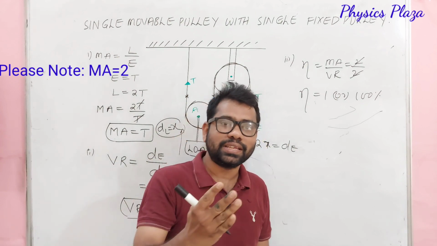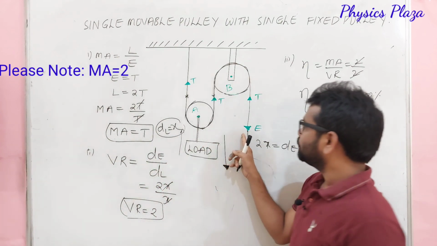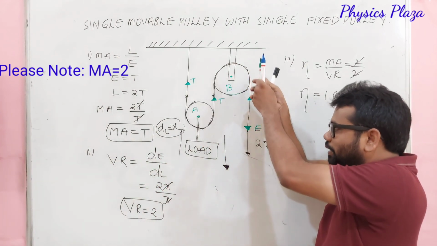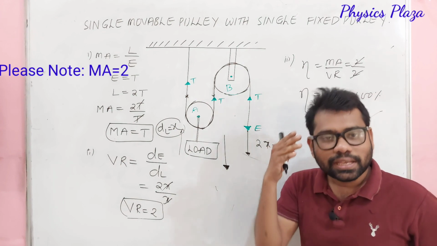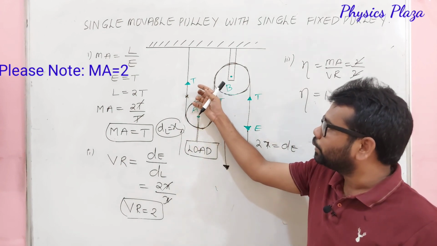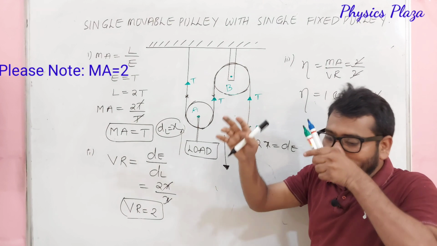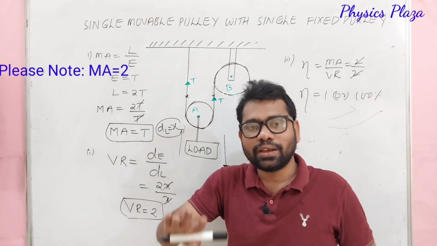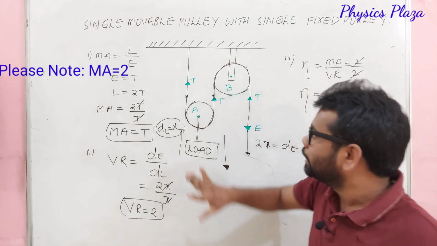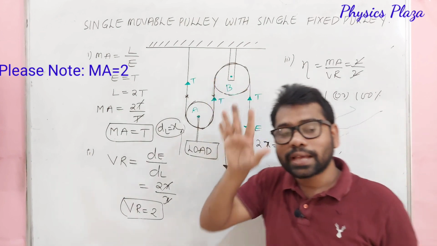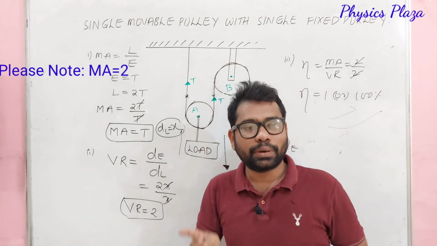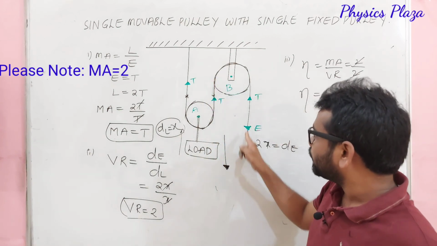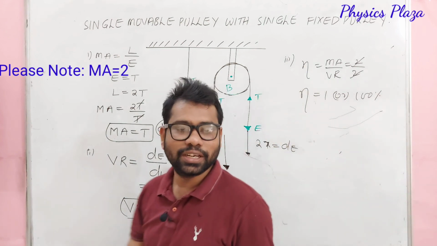But what is the advantage? Now look here. In which direction are we applying the effort? Effort we are applying in the downward direction. As we are combining a single movable pulley with the single fixed pulley, it is not at all getting affected. It acts like a force multiplier only. So dear children, this combination also can act like a force multiplier only. But the plus point is that effort will be acting in the vertically downward direction. Okay dear children, just copy it.